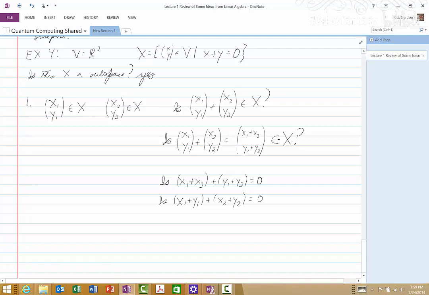Now, I hope that you'll look at this for a moment and agree that this second question is just equivalent to the first question. All I've done is rearrange the order of the numbers. And so we want to know, is x1 plus y1 plus x2 plus y2 equal to 0?